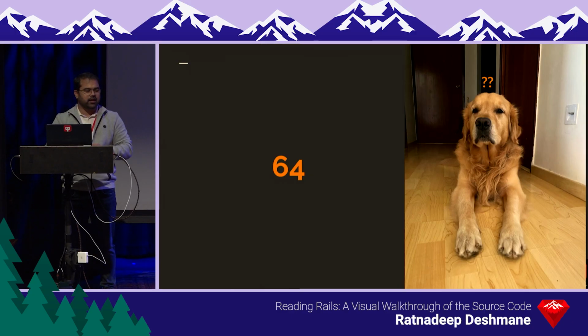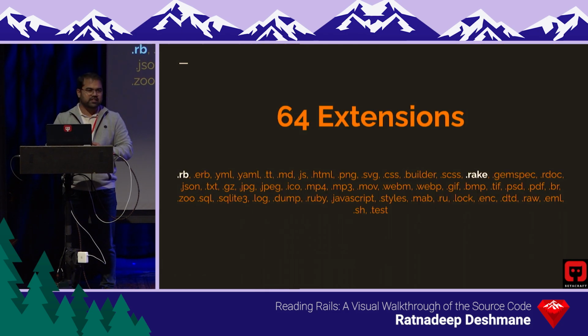Last year, I gave a talk called Reading Ruby, a visual journey through the Ruby source code. At that time, the number was 123. This time, the number is 64. And this number is just the total number of extensions present in the Rails source code. In Ruby, that's 123. Here, it's a little more manageable, 64 only, nothing much, right?